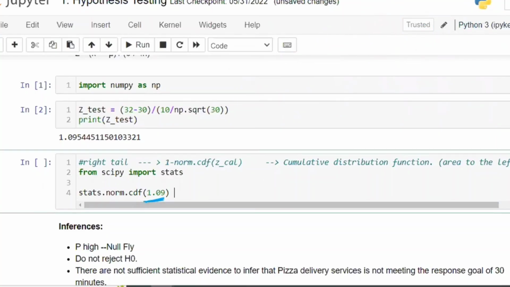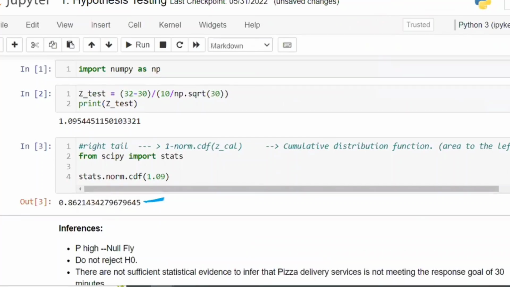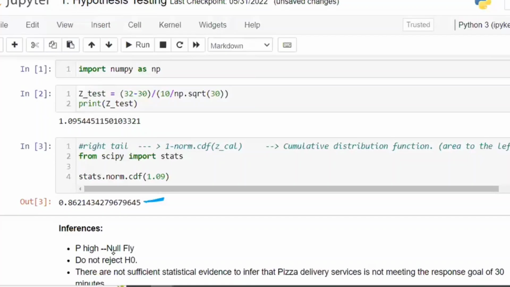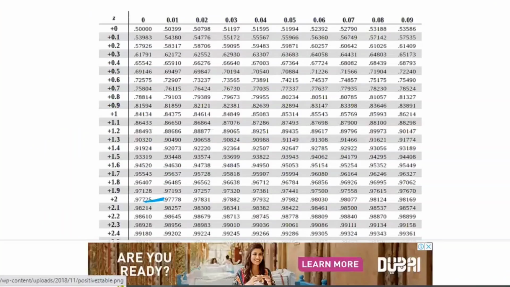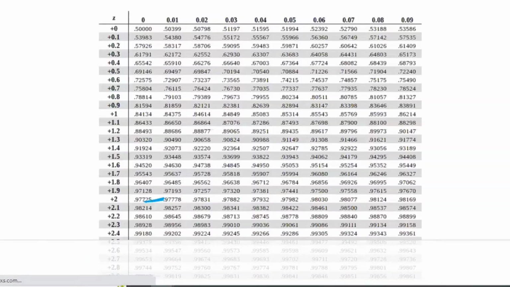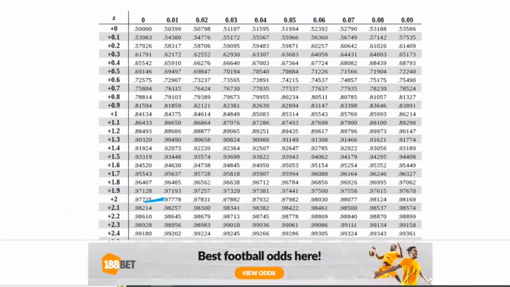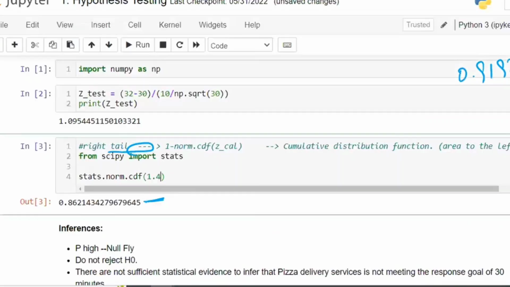What is the answer? For 1.09 it is showing 0.8621. Whatever is in the table, the same value. If you want, you can see the table also. Where is the table? So in the table for 1.09, 0.86214. Sir, let us try with another value. 1.4. We'll keep 1.4. Let us see in the Z table 1.4. What is the answer? For 1.4, 0.91924. So let us check.